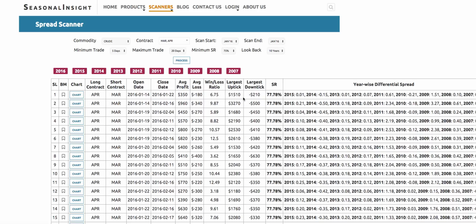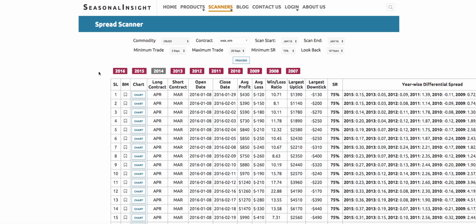Now, one of the things we've noticed once we've started using this internally is there'll be 1 or 2 years that'll have a big impact on either your average loss or your average gain. We've built in the ability to remove large outlying years. So if we have a look here, 2014, it's a negative 0.15 loss. If we take that out of the calculations, the average loss has gone from negative $180 down to $120. We can put that back.